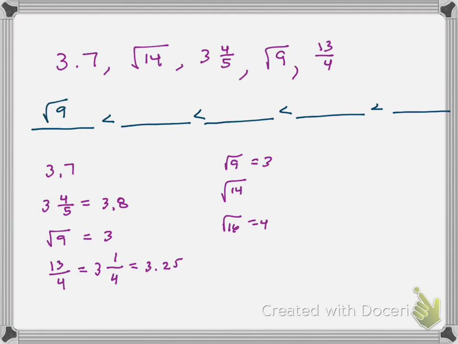the smallest value will be 3, or we'll keep it how they gave it to us, square root of 9. And then 13/4 will come next because it's 3.25. So now we're left with 3.7, 3.8, and the square root of 14.